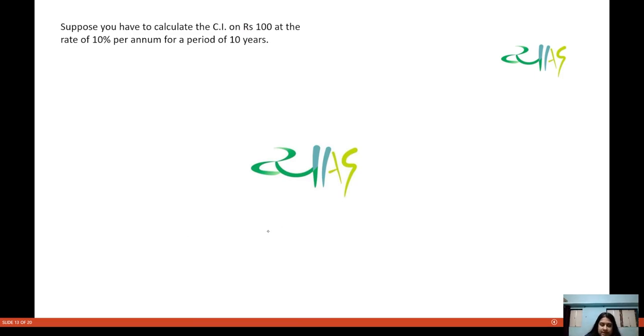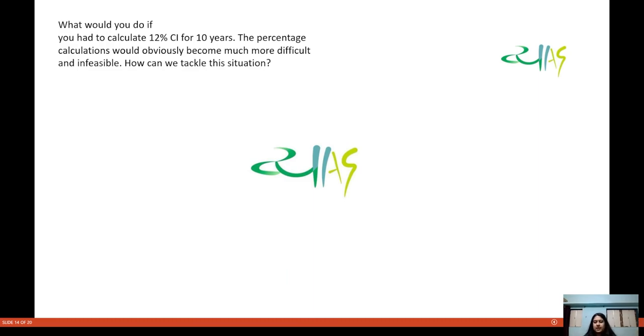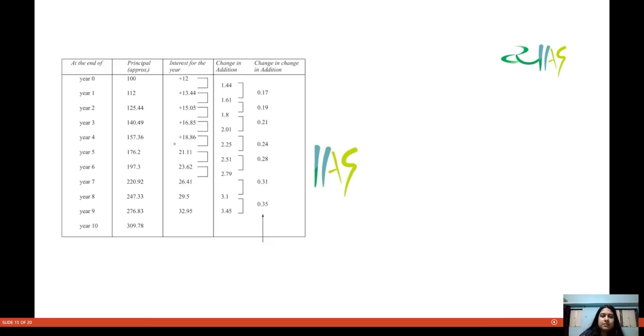So how to calculate that? So we are just going to do that here. Okay, so for example, we have to calculate 12% interest rate for 10 years. So this will become difficult. So see what we are going to do here. We take 100 and first we calculate 12% of this. So what is 12% of 100? So this is 112. Okay, 112.